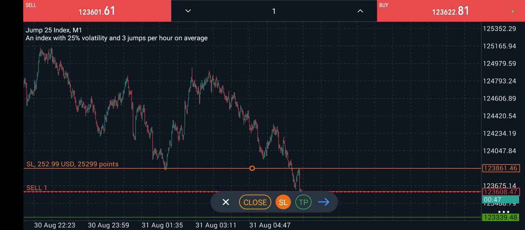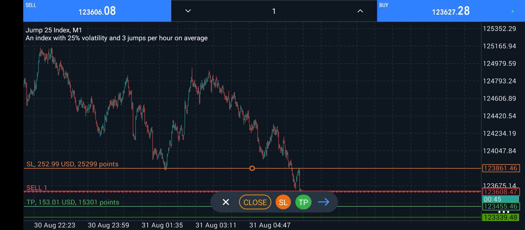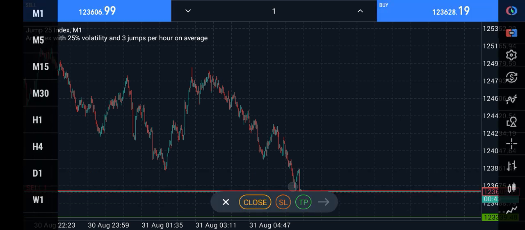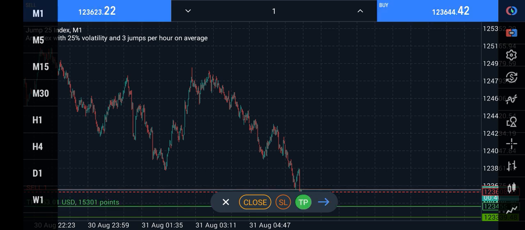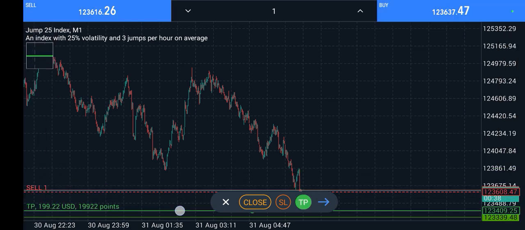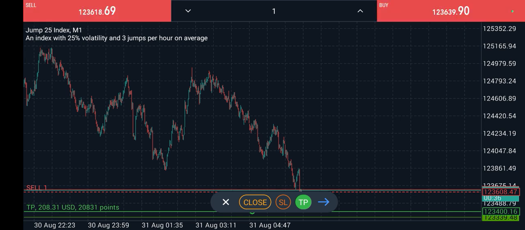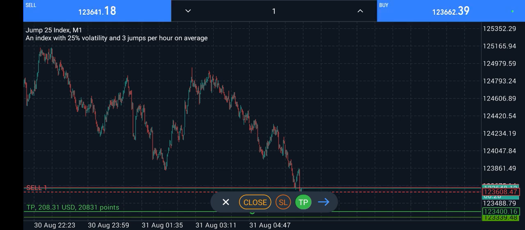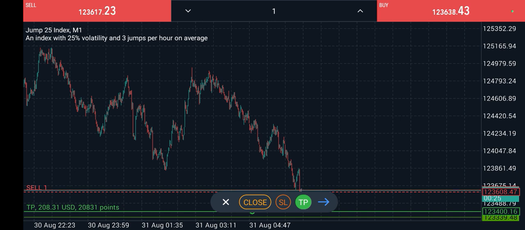Then coming to the TP, it is just the opposite. Whenever this market gets to 208 US dollars, even if I'm not there, it's going to automatically close the trade for me in profit. So that is just how easy it is. It's just a means of disciplined trading. You understand? You discipline yourself with SL. You must have an SL. You must have a take profit.